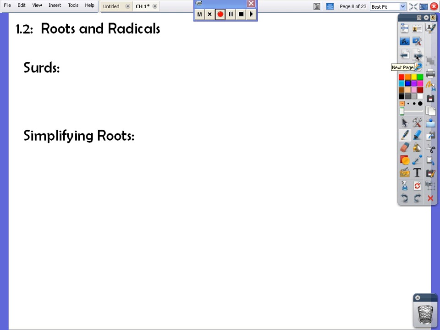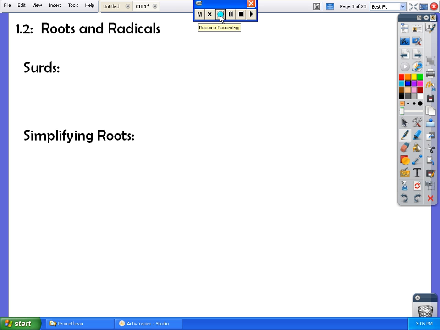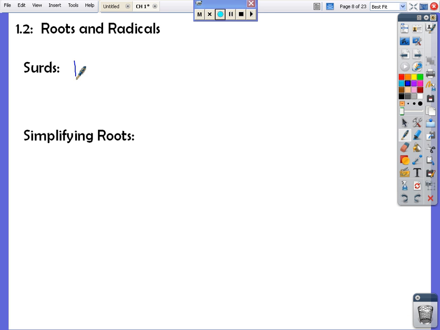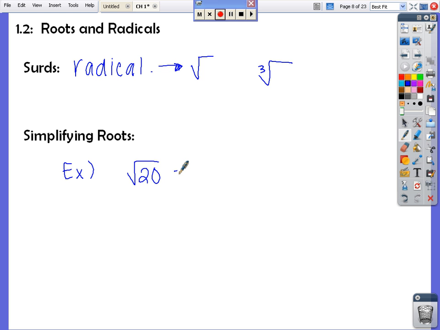So roots and radicals. Your book uses the word surd, which you probably have not seen. Surd is the same thing as a radical. A radical is the root symbol. So it could be the principal square root, which is just square root, third root, and so on. Simplifying roots, you just have to remember, if I wanted to find the, say, square root of 20, if you want to simplify it, we know that the square root of 20 is not going to be a perfect square root. Therefore, 4 times 5, 2 times 2. Therefore, this is a pair, comes outside. Whoever does not have a pair stays inside.